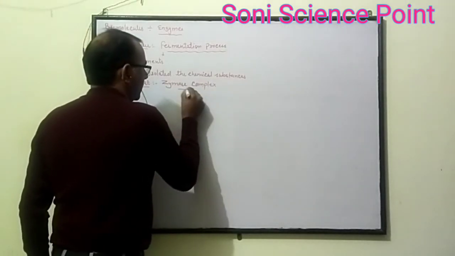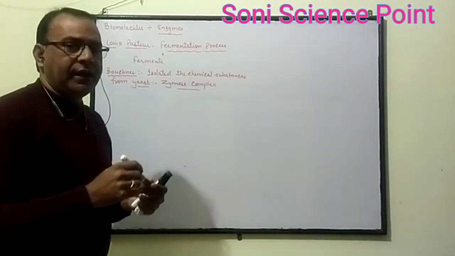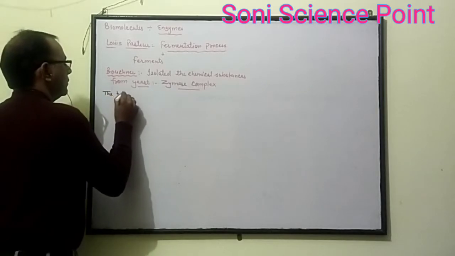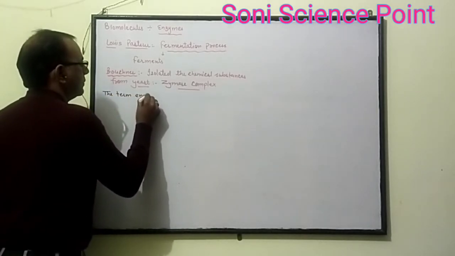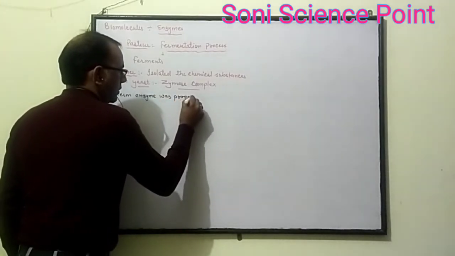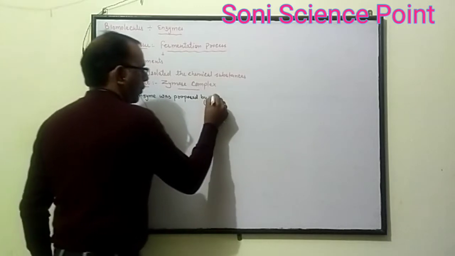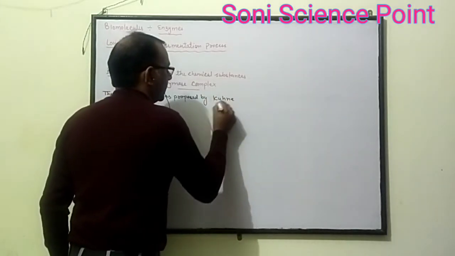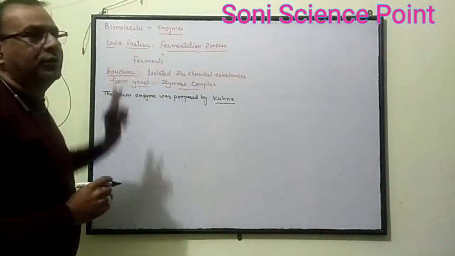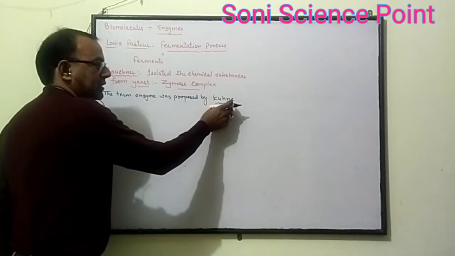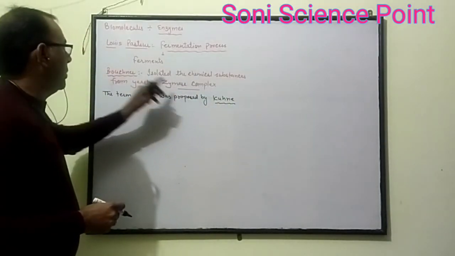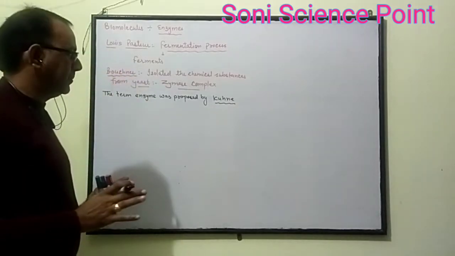But later the term enzyme was proposed by Kuhne. So we can say that three scientists played a role in finding out the enzymes: the word enzyme was given by Kuhne, Buchner proposed enzymes complex, and Louis Pasteur called them ferments.